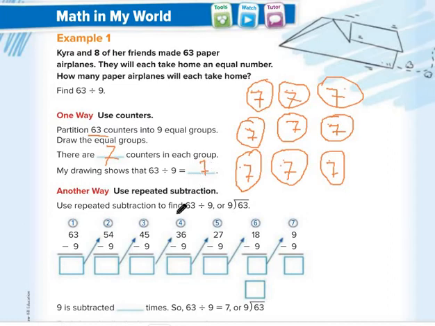Now let's try another way. We will find 63 divided by 9 using repeated subtraction. We will start with the dividend, which is 63, and we will subtract 9 from this number. So 63 minus 9 equals 54, and 54 minus 9 equals 45.